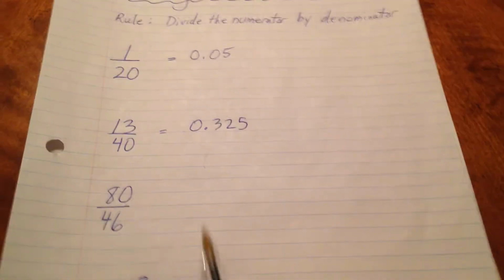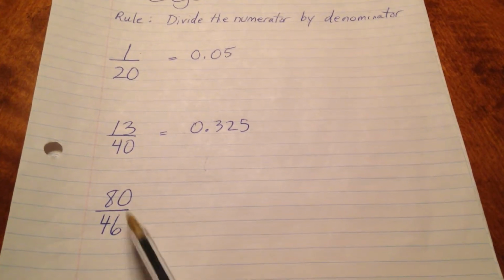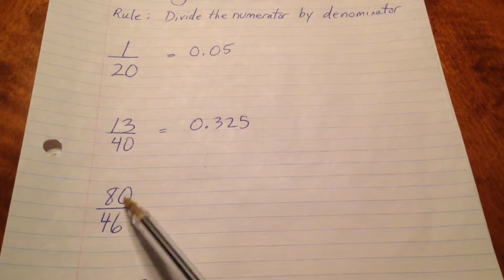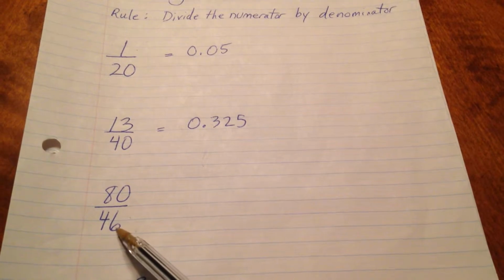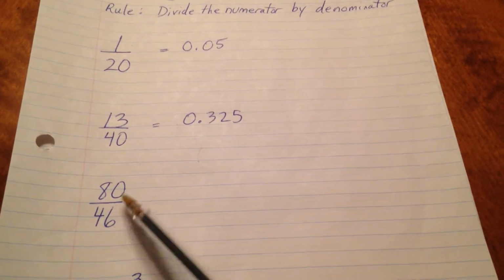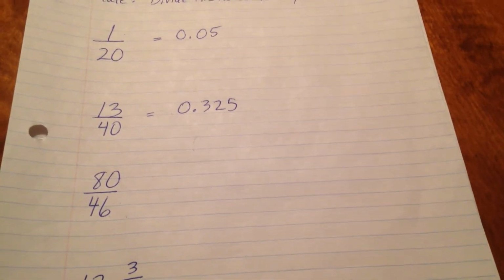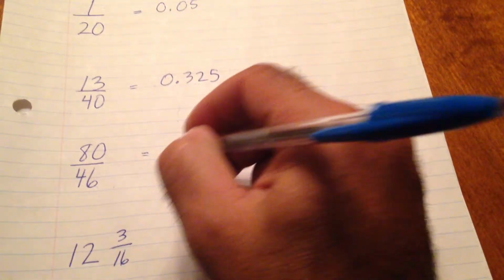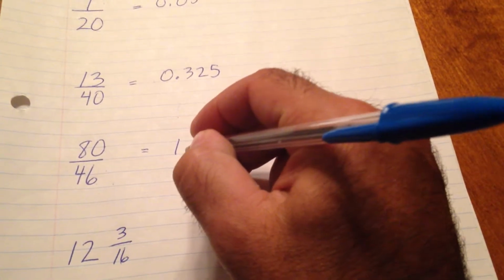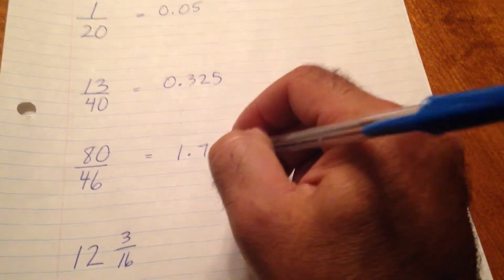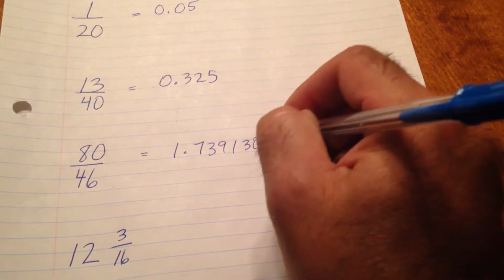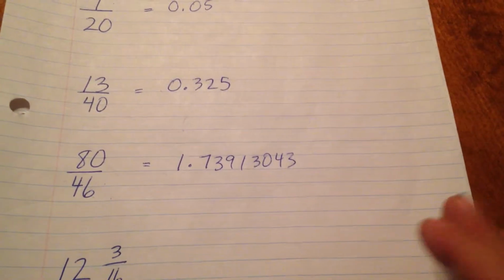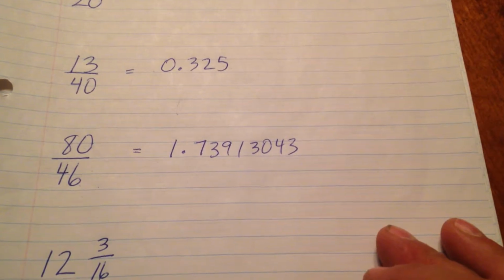80 divided by 46, a very uncommon fraction for the students. They normally see a proper fraction where the top number is smaller than the bottom, but in this case this is an improper fraction. The rule still applies. It will be 80 divided by 46, and that will give them a number that looks like this: 1.73913043.